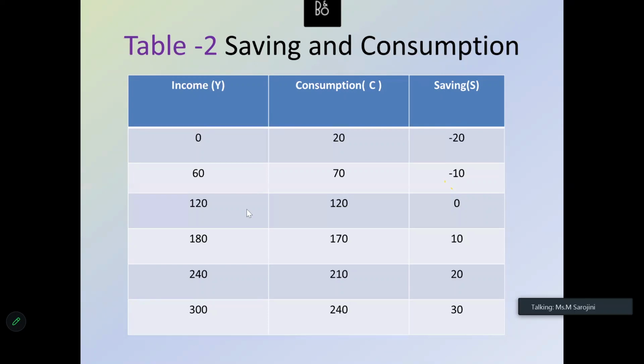And the psychological law has three propositions. The first is that when the income increases, consumption increases. Increased income is divided between consumption as well as savings. Also, once the income increases, consumption as well as saving increases. The whole thing is explained by this diagram as well as the previous example.